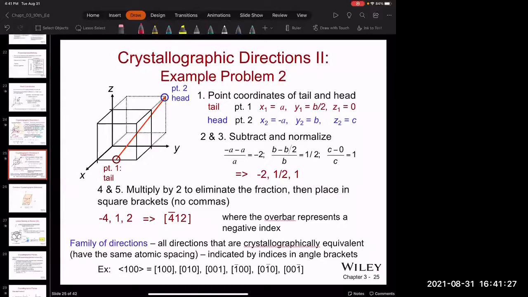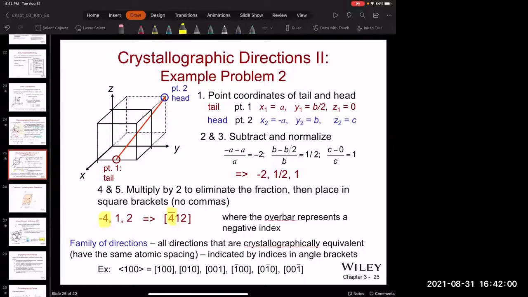There's another case: what happens if your direction is negative? If it is negative, you put a bar on top of the number to represent the negative. That's how we define a negative. It simply tells you whether the direction of the arrow is toward the positive or the negative direction.